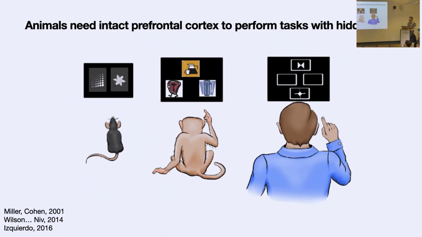Finally, I realized, especially when I saw that this Miller-Cohen paper has 15,000 citations, there must be some core truth to the following observation about something core that PFC does, which is to guide the mapping between inputs and outputs in lower level areas, depending on hidden states that are maybe maintained in working memory.